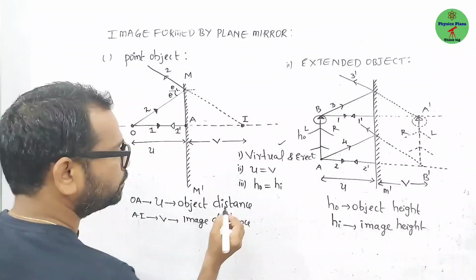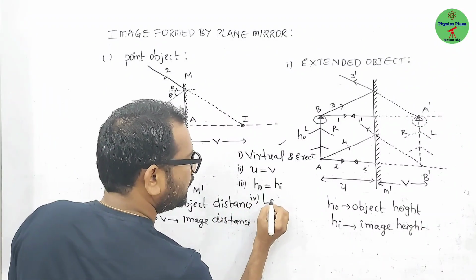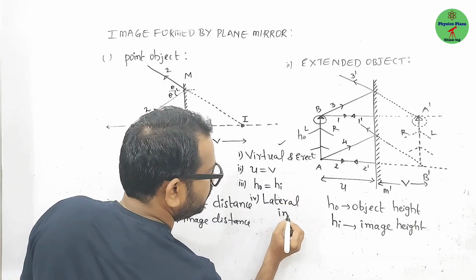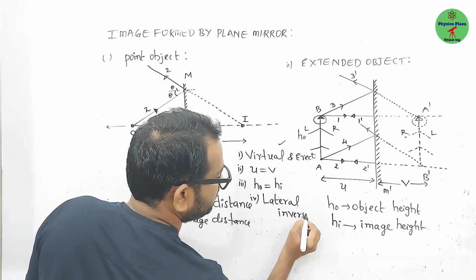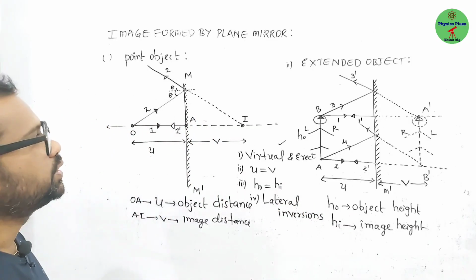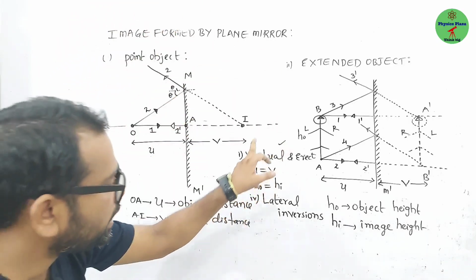Very important. So the fourth characteristic: the image from the plane mirror is laterally inverted. What is that, children? Lateral inversion. Based on this, we have a question. We will see that lateral inversion. Very, very important. So this is the image formed by a plane mirror and its characteristics.